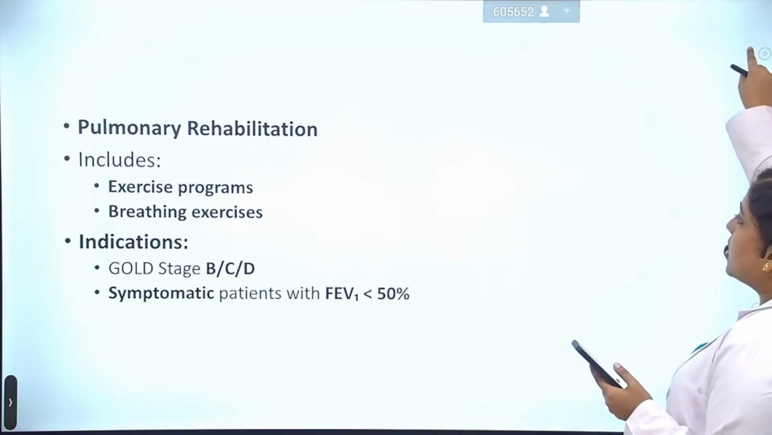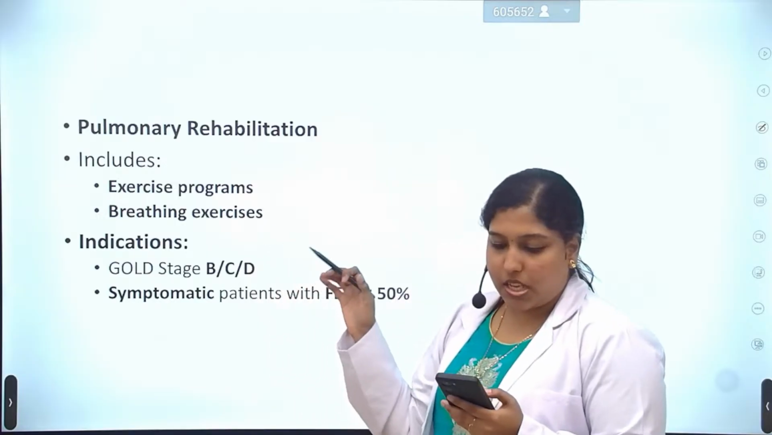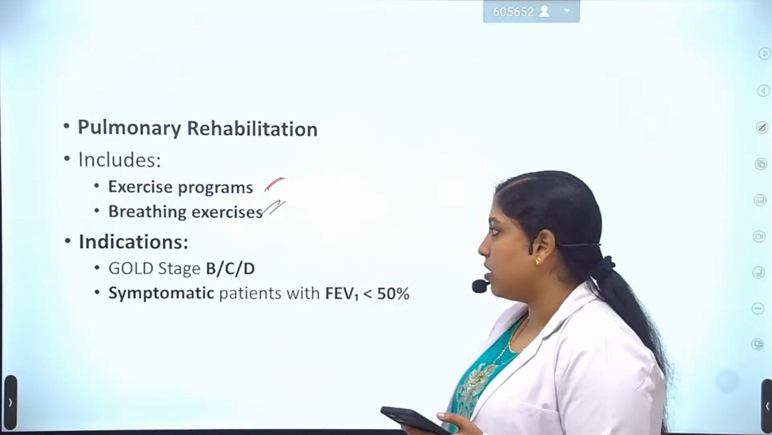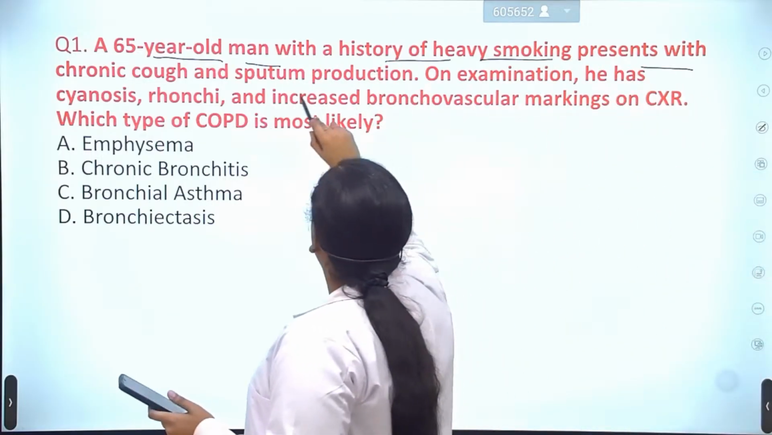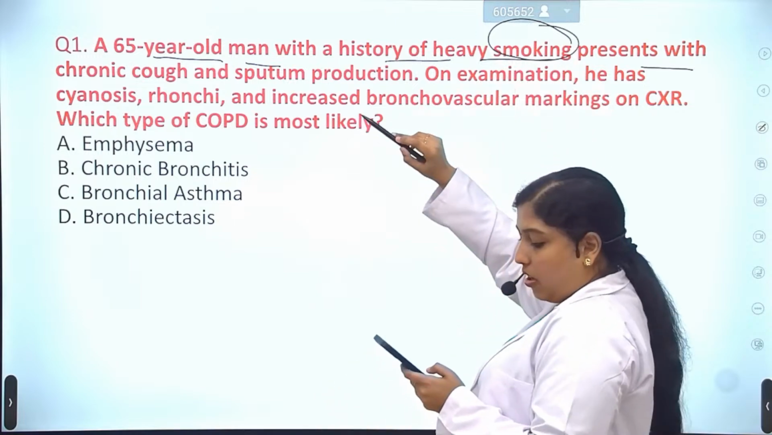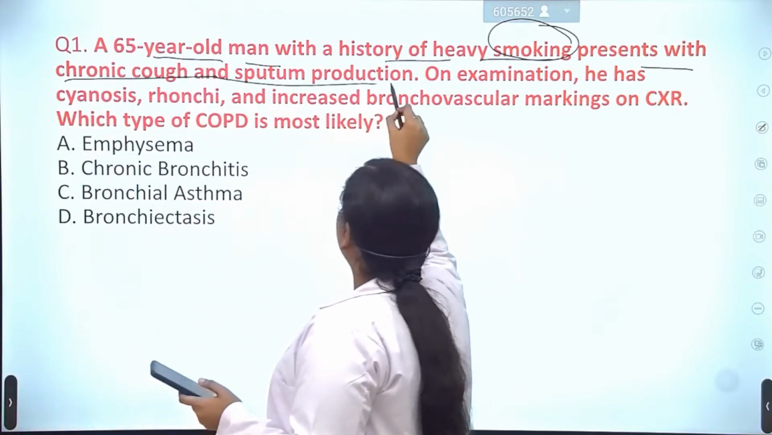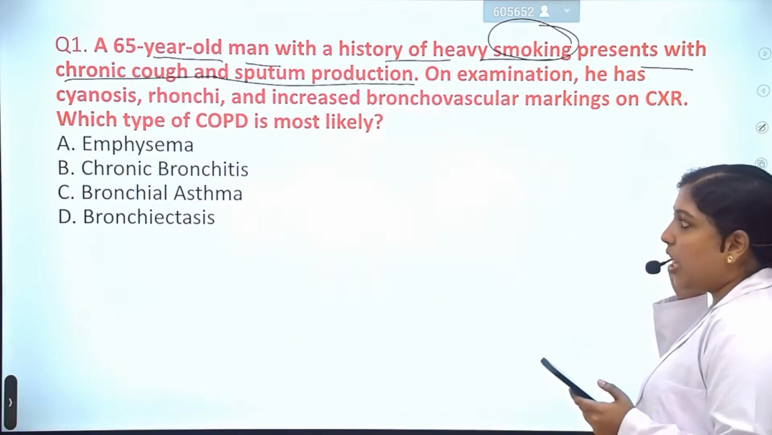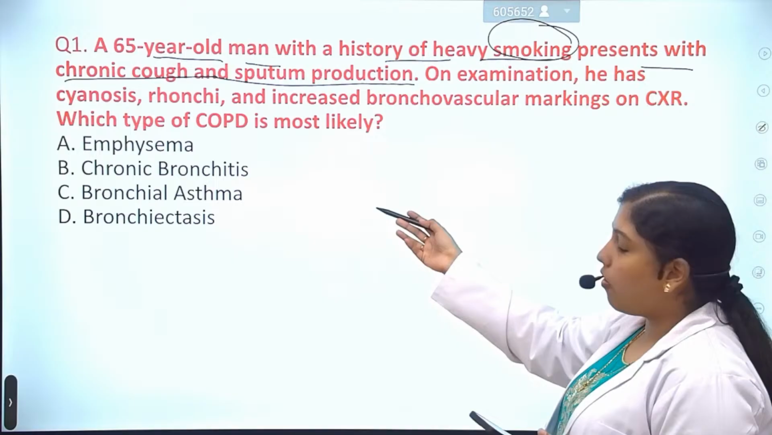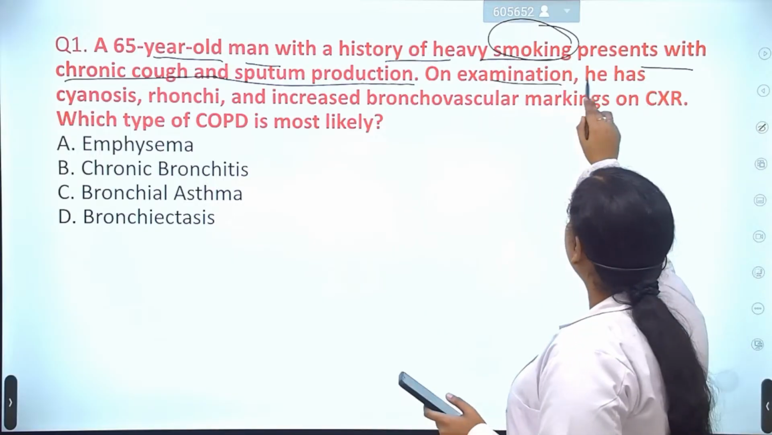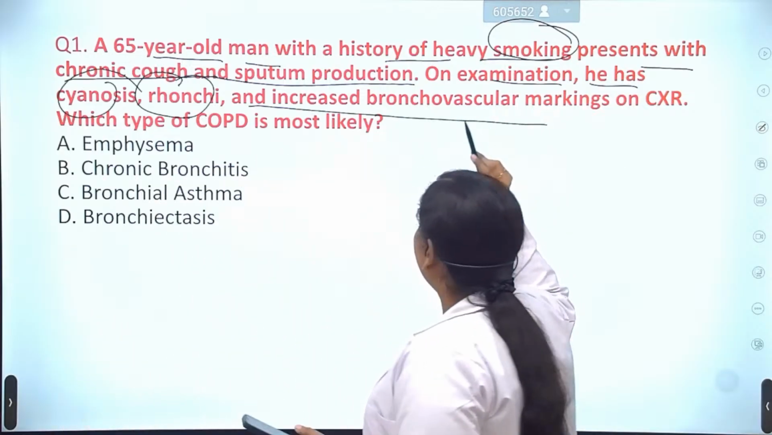So next, pulmonary rehabilitation we are doing. When the patient is having less symptoms and it is manageable, we are going for exercise programs and breathing exercise for this patient. Okay, when the patient presents with heavy smoking, chronic cough, already the patient is having a history of smoking, and chronic cough and sputum production, and on examination he has cyanosis, rhonchi and increased bronchovascular marking on chest x-ray.